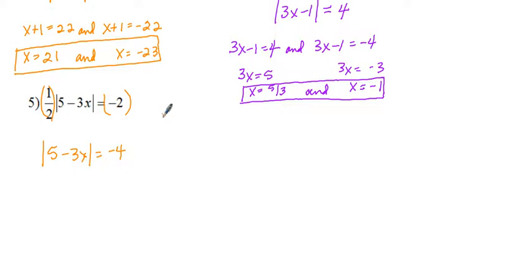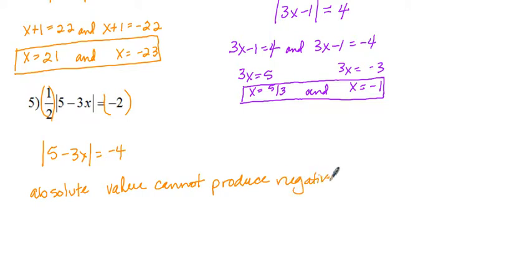Now, let's pause and think for a moment. Absolute value. We know that when we take absolute value of things, we spit out positives, right? Look what's happening here. The absolute value of something equals negative 4. Can that ever happen? No, that can never ever happen. So because absolute value cannot produce negatives, there is no solution to this.